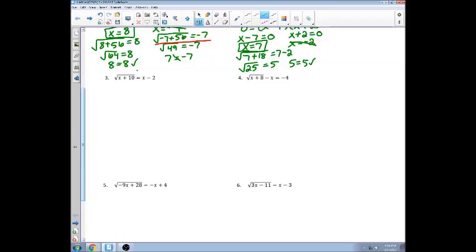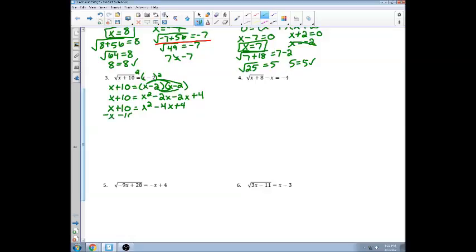Again, I need to square both sides. So I would have x plus 10 is equal to x minus 2 times x minus 2. We just had x minus 2 times x minus 2. So x plus 10 is equal to x times x, which is x squared. X times negative 2 is negative 2x. Negative 2 times x is negative 2x. Negative 2 times negative 2 would be positive 4. So x plus 10 is equal to x squared minus 4x plus 4.